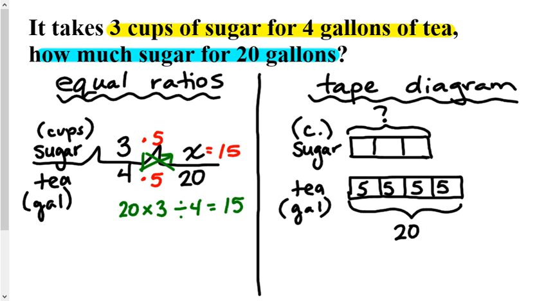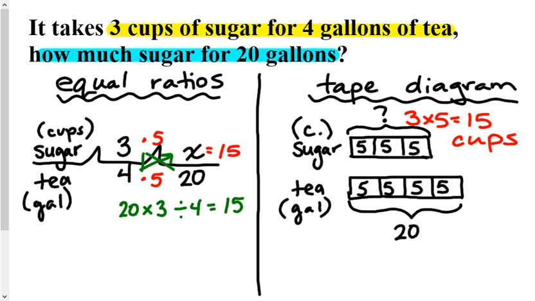So each of the boxes for tea has to stand for 5, and the reason is because there are 4 of them, and the total has to be 20. And 20 divided by 4 is 5. If each of those boxes stands for 5, then each of the boxes for sugar also has to stand for 5. And so what that means is, if I have 3 boxes that each stand for 5, 3 times 5 is 15. I need 15 cups of sugar.